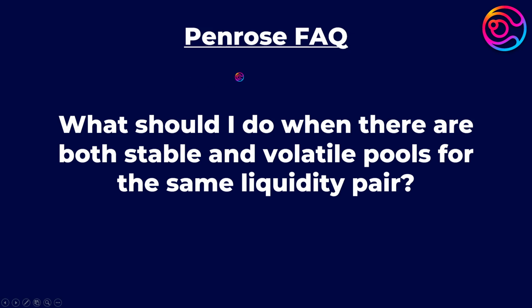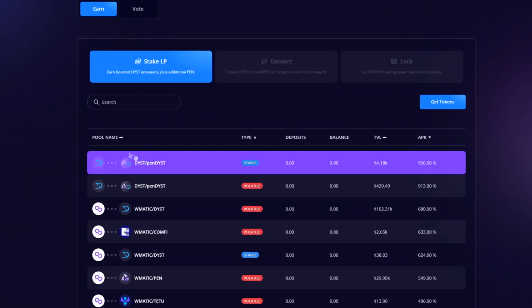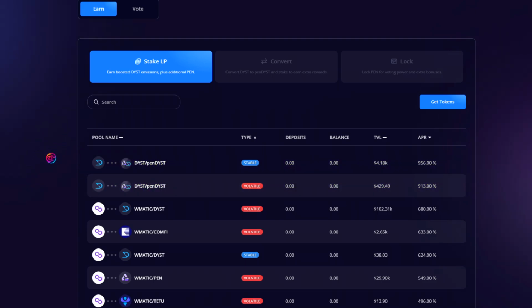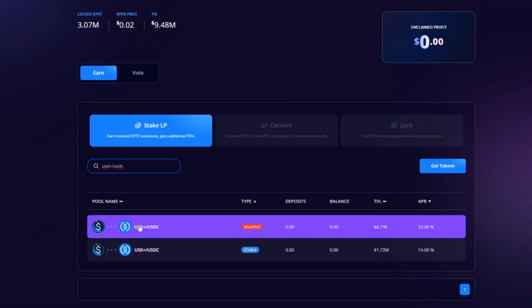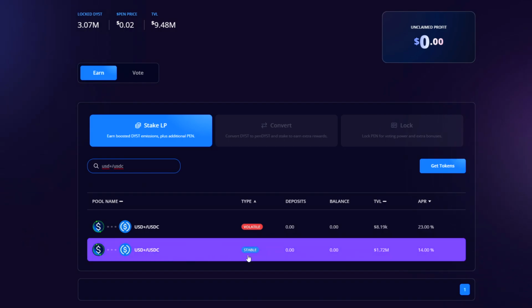What should I do when there are both stable and volatile pools for the same liquidity pair? Occasionally, users may create both stable and volatile pools for the same liquidity pair. In these instances, you would want to use the pool that makes the most sense for the pair in question. For example, there are USD Plus and USDC stable and volatile pools. We know that USD Plus and USDC are both stablecoins, so their ratio will always be 1-to-1. Therefore, you will want to use the stable pool.